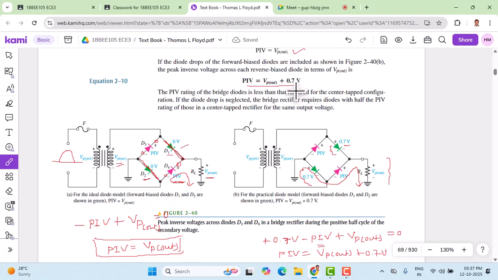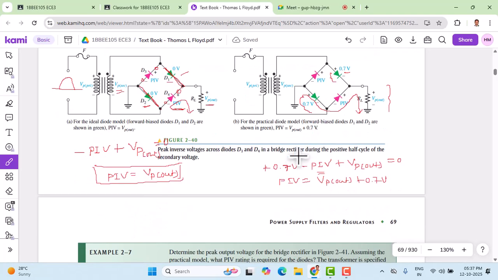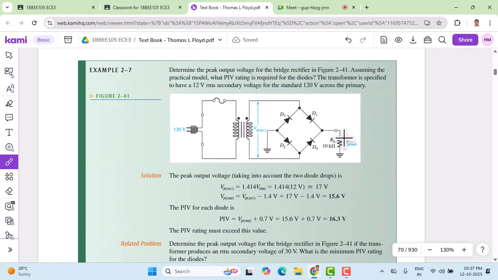Okay, so the same thing is shown here. So we understood how to work out the peak inverse voltage for the practical diode. Okay, so that's about the peak inverse voltage, and we'll take up one problem based on the bridge rectifier. Example 2.7: determine the peak output voltage for the bridge rectifier. Here the bridge rectifier is given in figure 2.41, assuming the practical diode model. So here it is told to assume that.